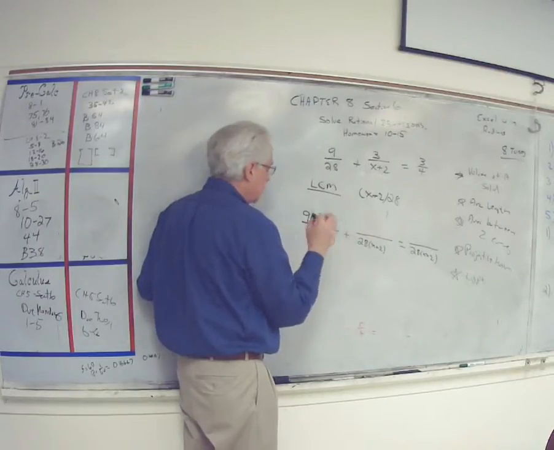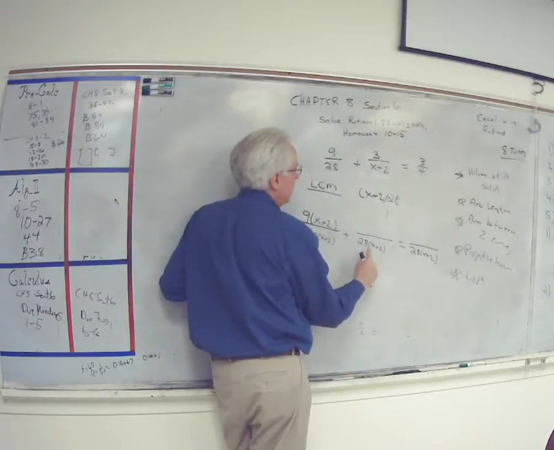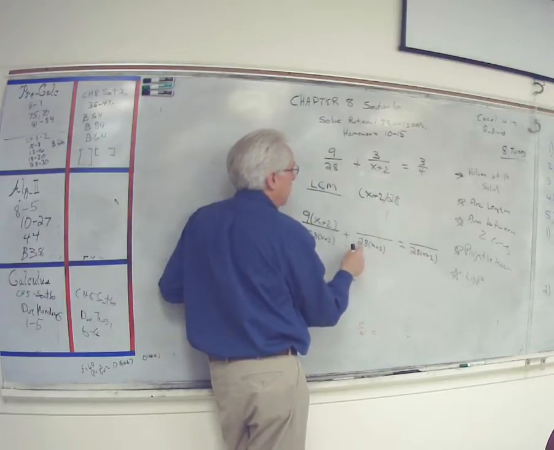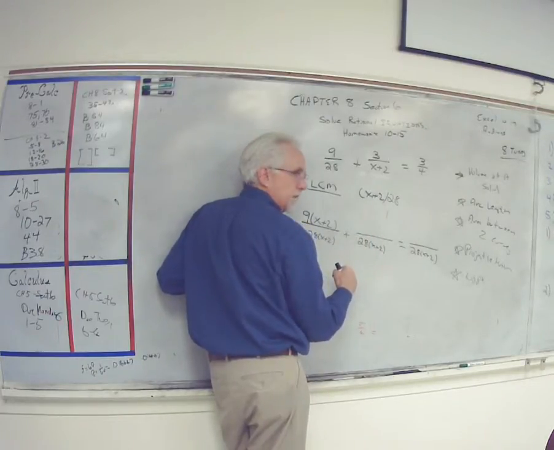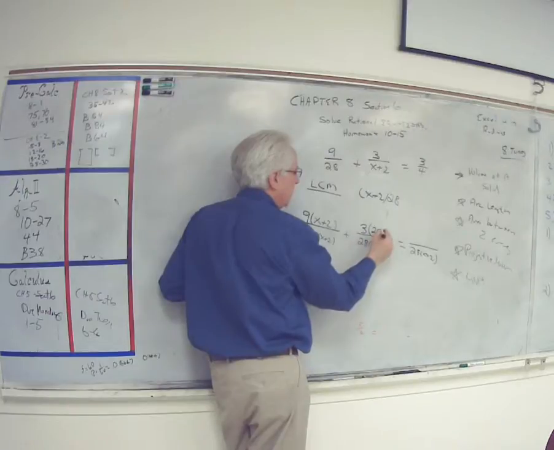Okay, don't skip that step. Okay, Kelsey, help me with this. I have 28x plus 2. What did I multiply the denominator by? 28. So what do I need to multiply the numerator by? 28. And what was already there? A 3. So it's 3 times 28.